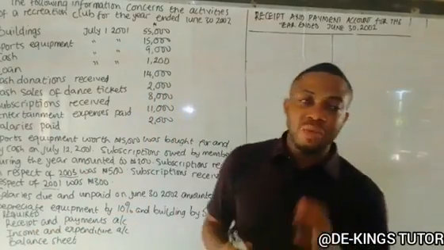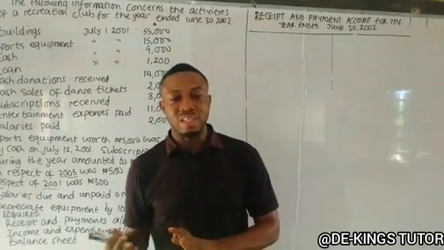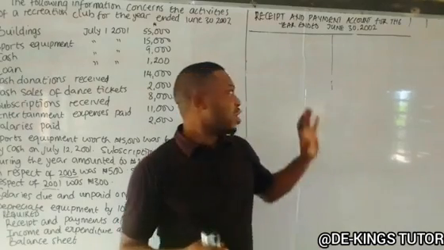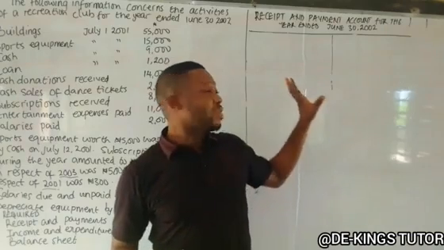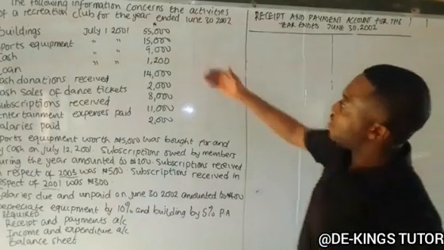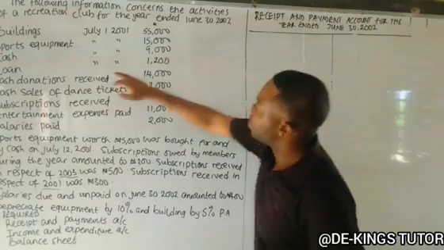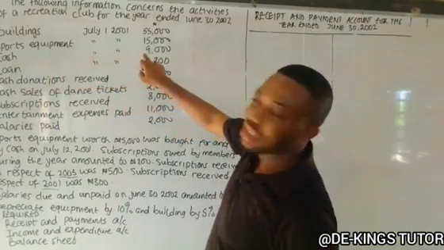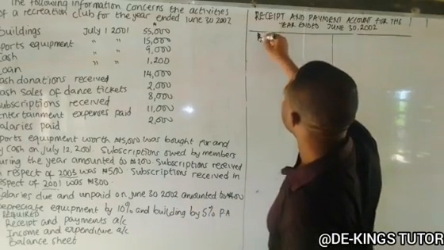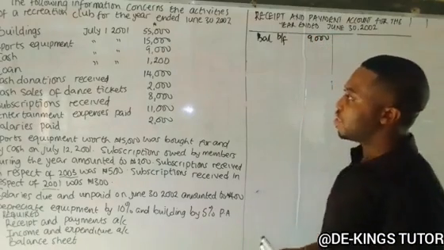Remember we said the receipt and payment account is prepared the same way as our cash book for a trading activity: debit what is received and credit what is paid out. Remember, one of the rules is that no accruals or adjustments will be posted to the receipt and payment account. So let's start. For building, there was no statement as to whether it was paid or received. Sports equipment, no. Now cash, as at first, is the balance brought forward, 9,000.